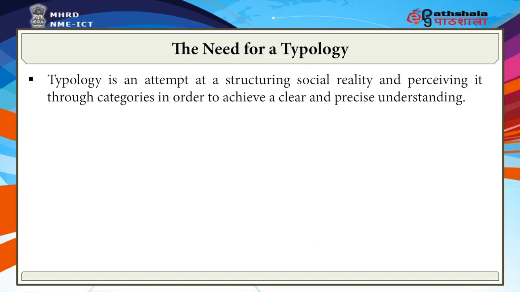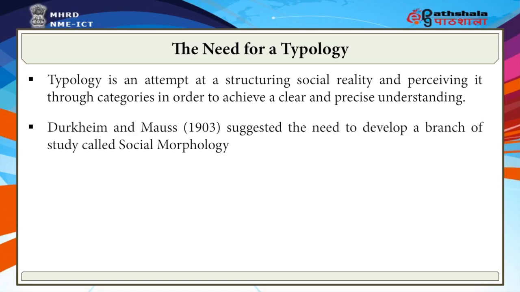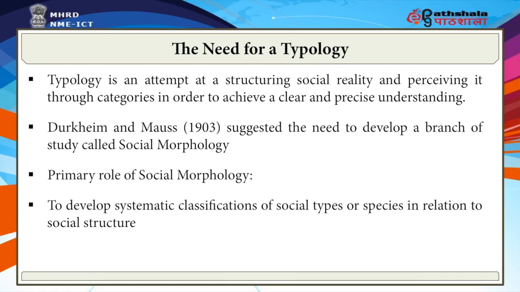A typology is an attempt at structuring social reality and perceiving it through categories in order to achieve a clear and precise understanding. In an essay by Durkheim and Mauss, published in 1903, it was suggested that there is a need for sociology to develop a branch of study called social morphology, whose primary role would be to develop systematic classifications of social types or species in relation to social structure.